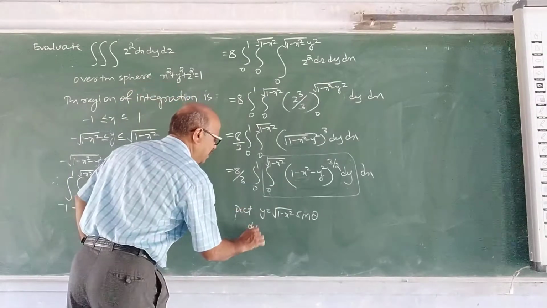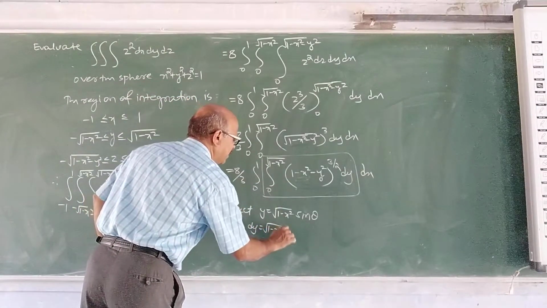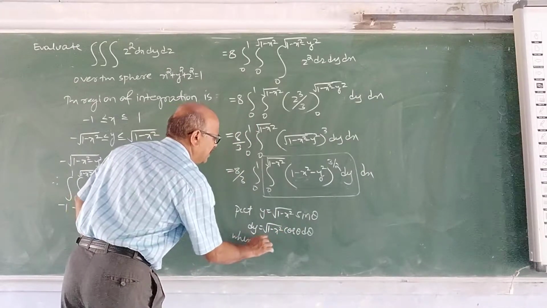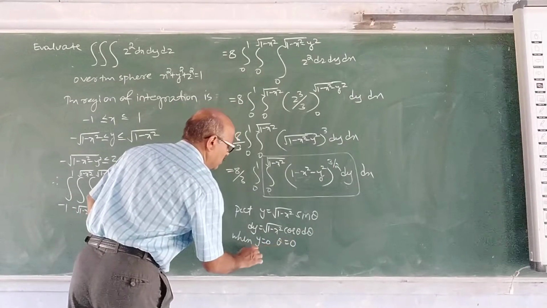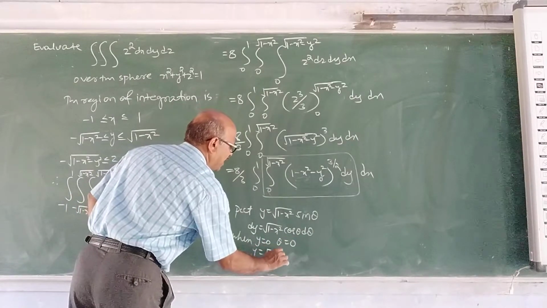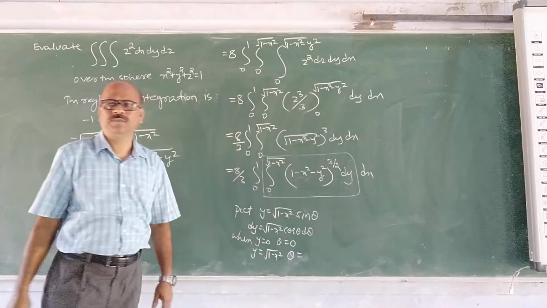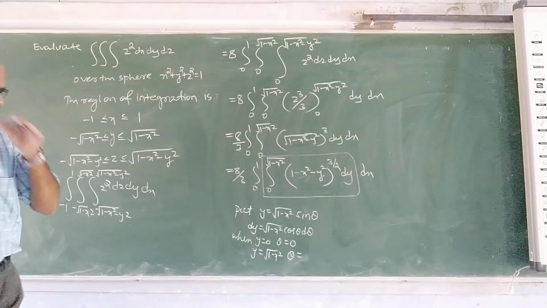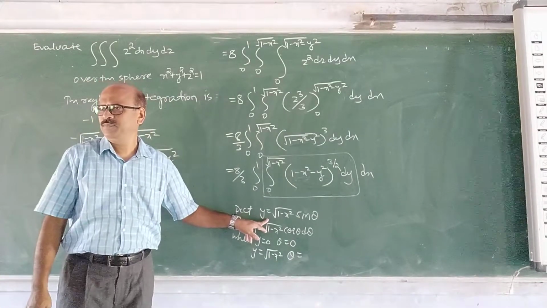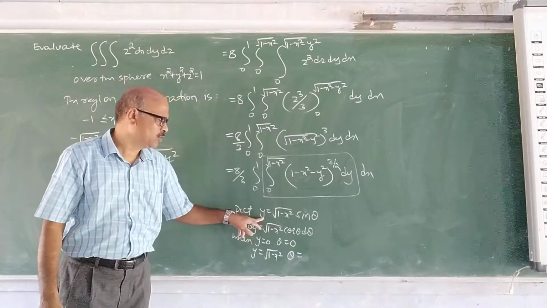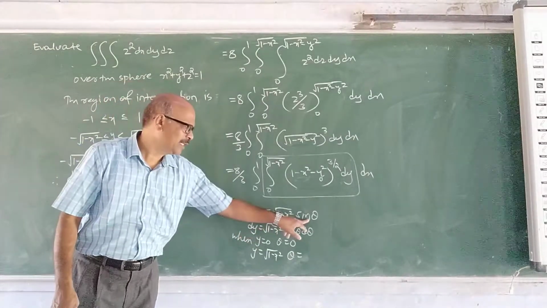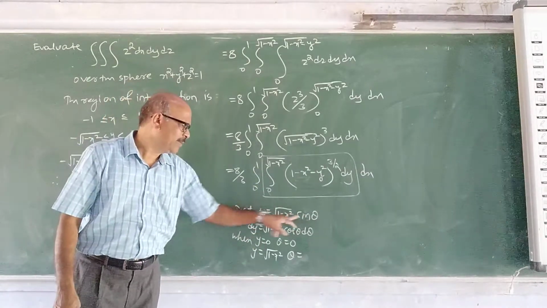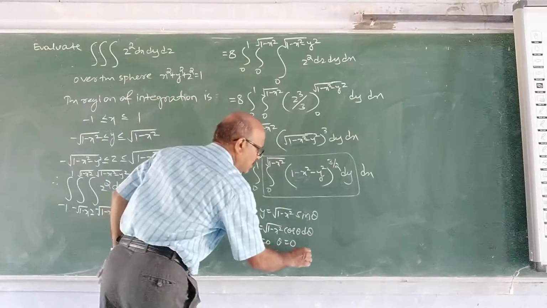Therefore, dy is root 1 minus x square cos theta d theta, and the limits change. When y is 0, theta is 0, y is root 1 minus x square. What is theta? Can anybody find out the limits? How do you find the limits? Substitute y is 0, new variable is theta, sin theta is 0, theta is 0. Y is root 1 minus x square, sin theta becomes 1. What is theta? Pi by 2.